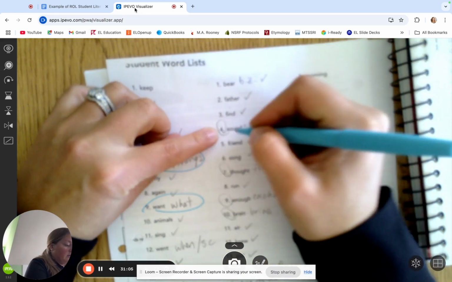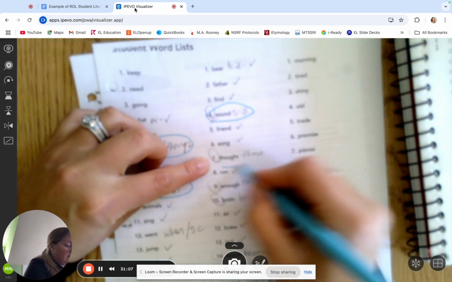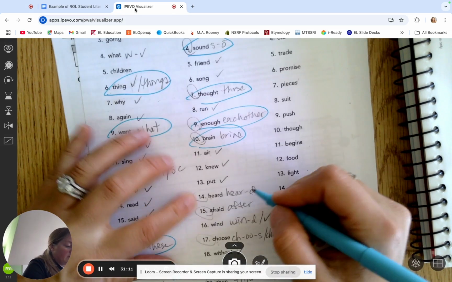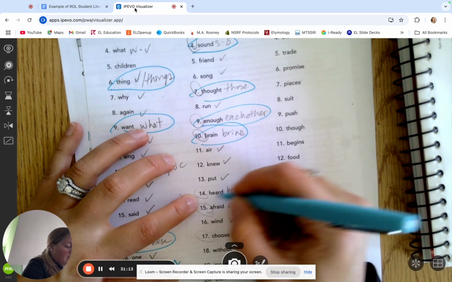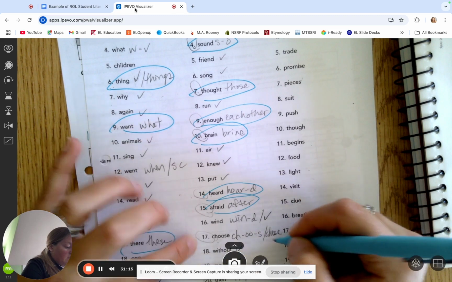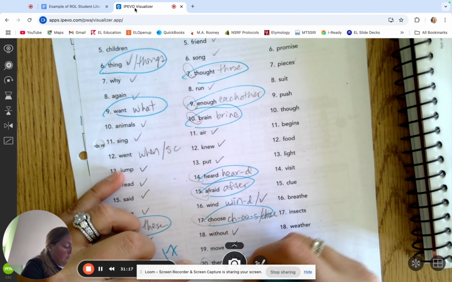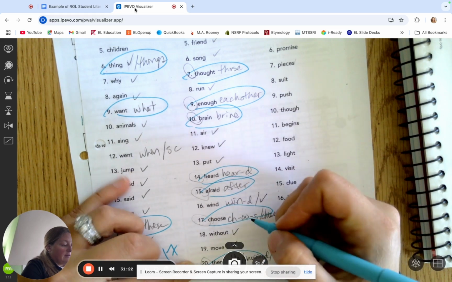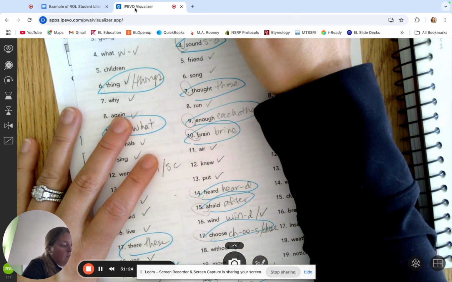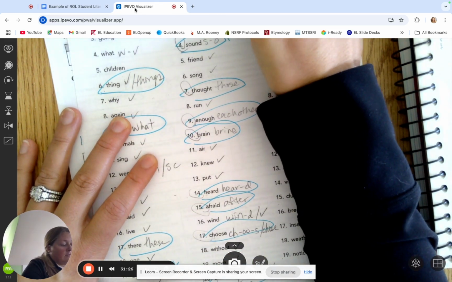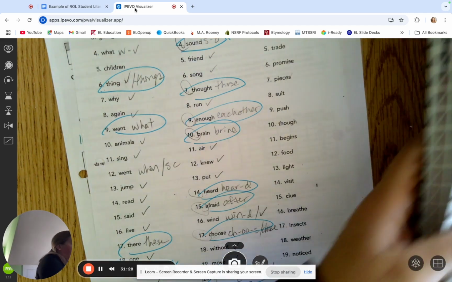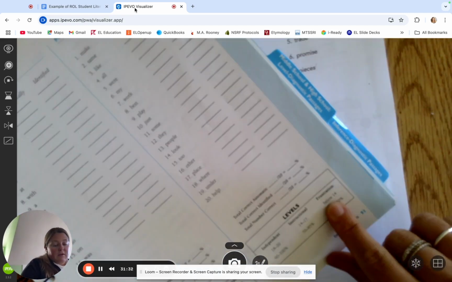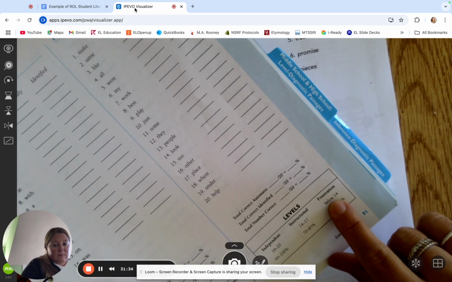This one, so for sound. Wow. The student's really struggling with decoding. Well, I found his frustration level. That's why I stopped. 1, 2, 3, 4, 5, 6, 7, 8 wrong, which means 12 correct. That's the frustration level. So it says in the guide, if it's below 14, you're at the frustration level.